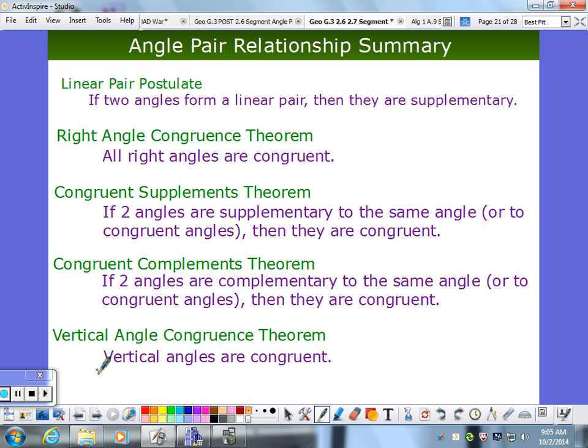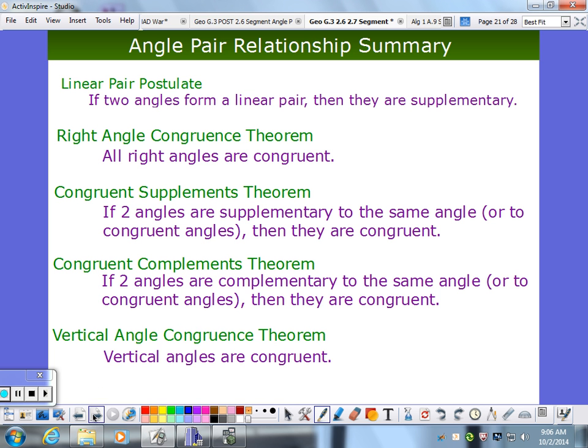So quick review. The linear pair postulate: if two angles form a linear pair, then they're supplementary. Right angle congruence theorem: all right angles are congruent. Congruent supplements and congruent complements are very similar. If two angles are supplementary to the same angle, then they're congruent. Or if two angles are complementary to the same angle, they are congruent. And vertical angles are congruent. Okay, so that's what we just did.